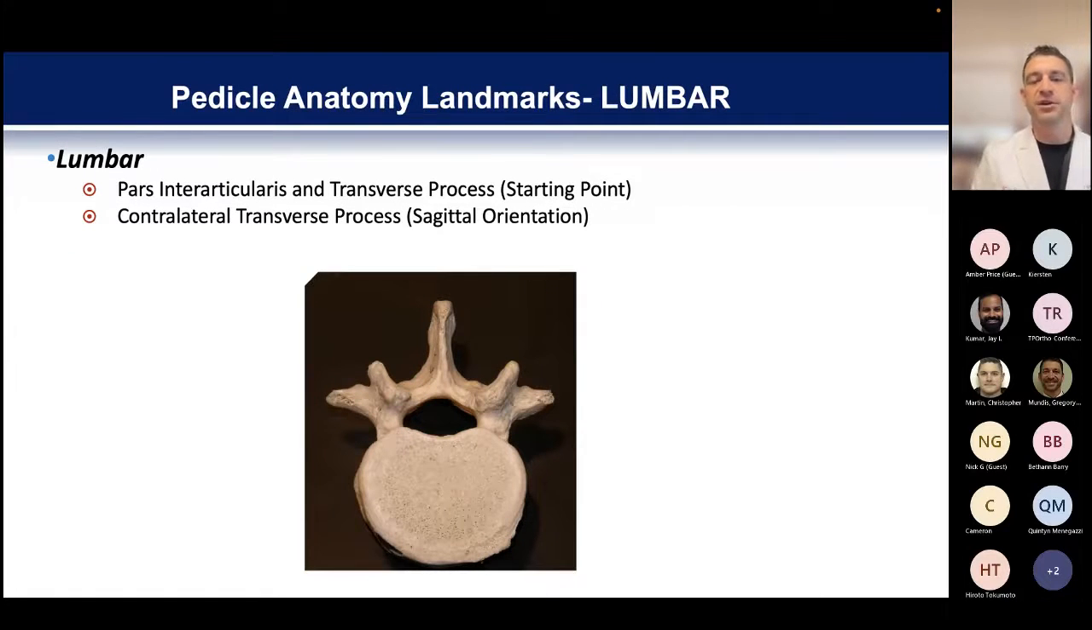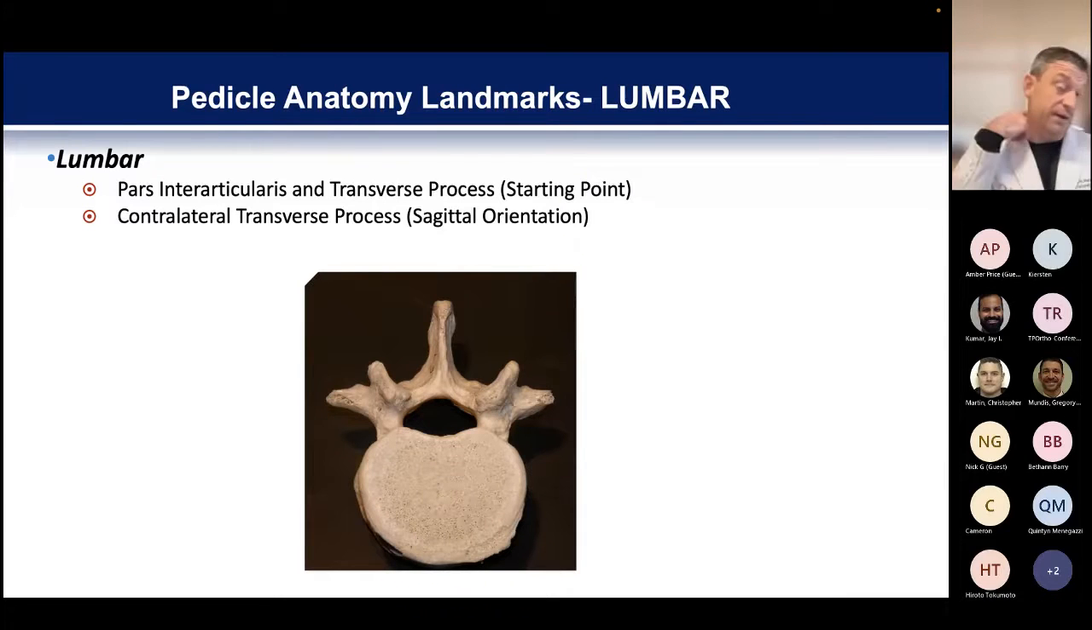In the lumbar spine, things are a little bit different. A couple things that you're typically wanting to understand there is more the interaction between the pars interarticularis and the transverse process. So when you're doing your dissections, you just want to make sure that you see the lateral border of your pars, as well as understanding the superior and inferior margins of your transverse process, as that will also determine your starting point. As far as your sagittal orientation, in other words, how to aim your screw, you're going to go, as with the thoracic spine, to the contralateral transverse process. So you want to have those anatomic landmarks pretty well dissected free so you can better understand.